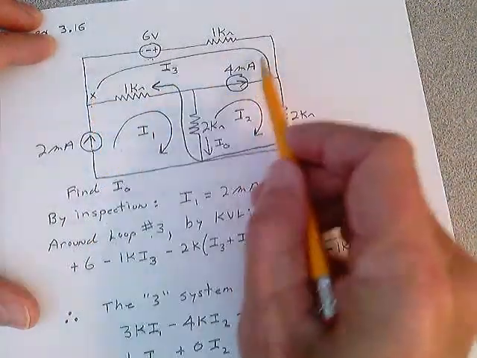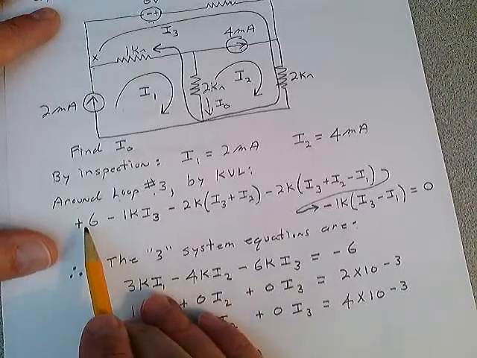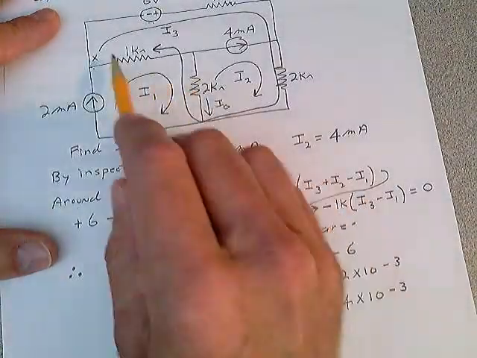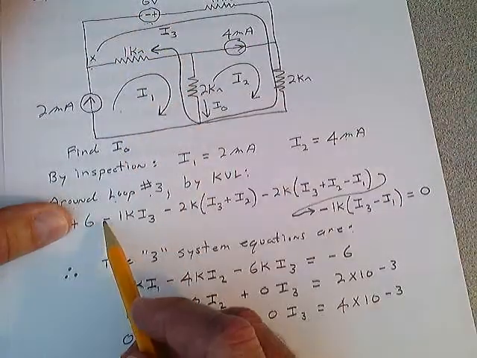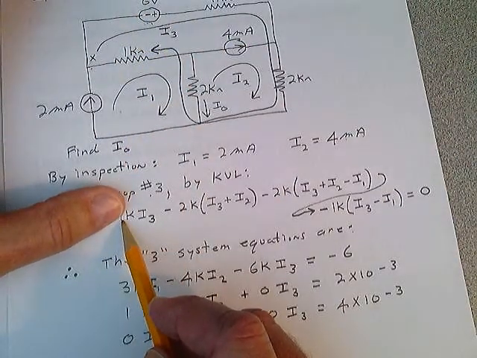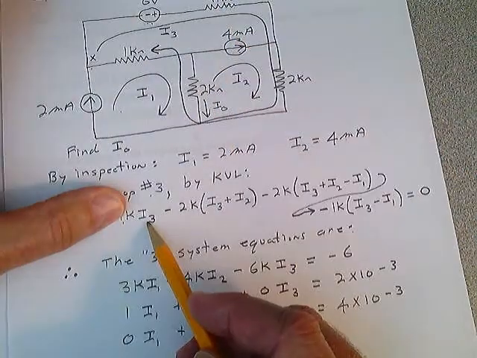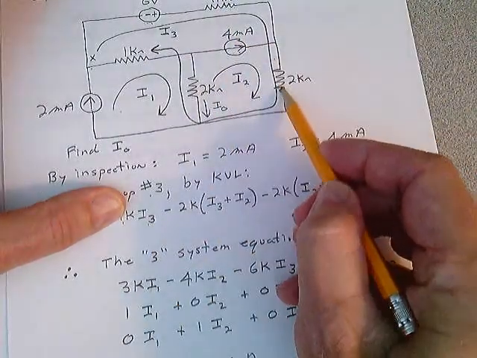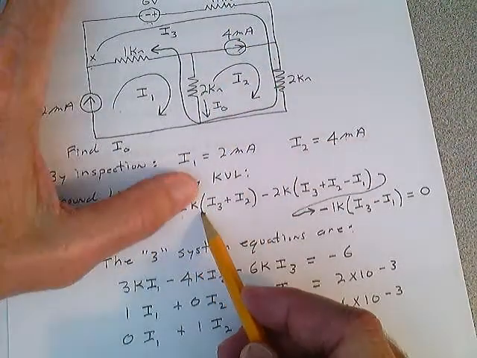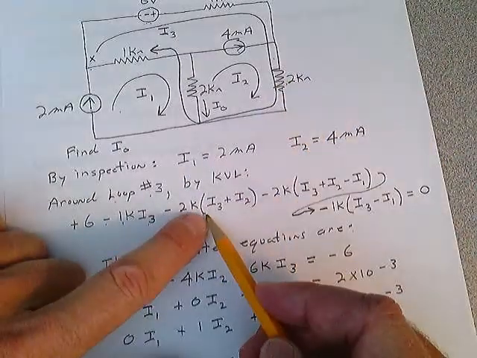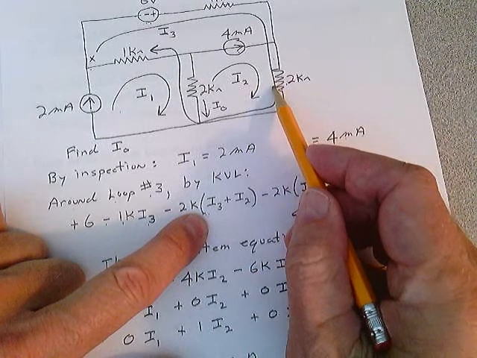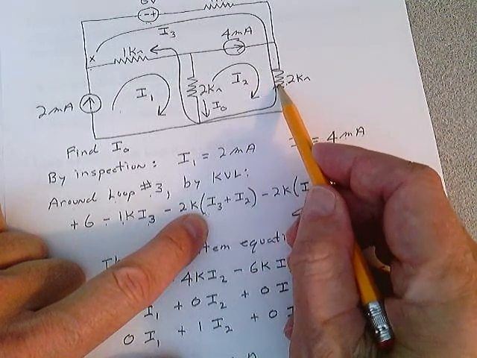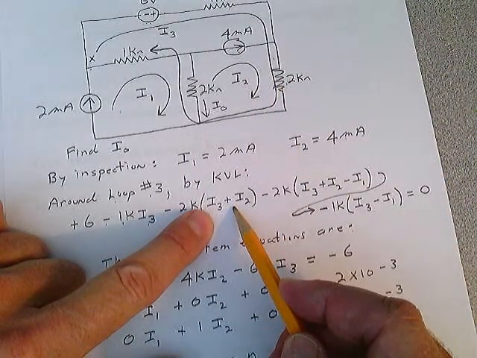So start around that loop, and I want you to see how I get, by Kirchhoff's voltage law, around loop 3. Plus 6, minus 1K, and then I think I3. Then here, minus 2K. Then you stop and think, and you really have to think. What currents go through there? I3 plus I2. Look at it.